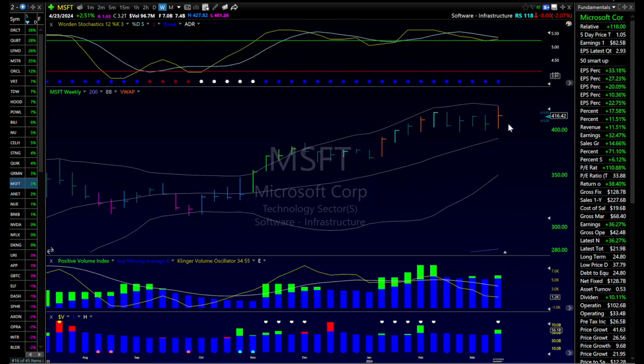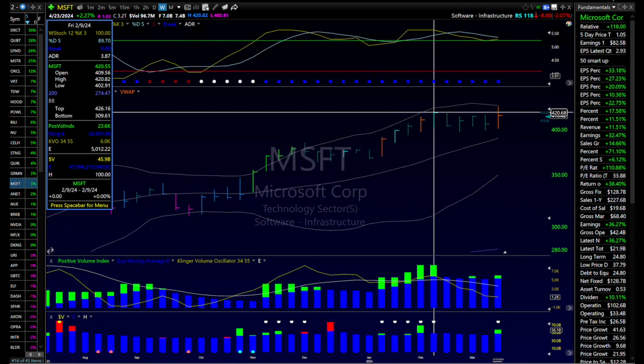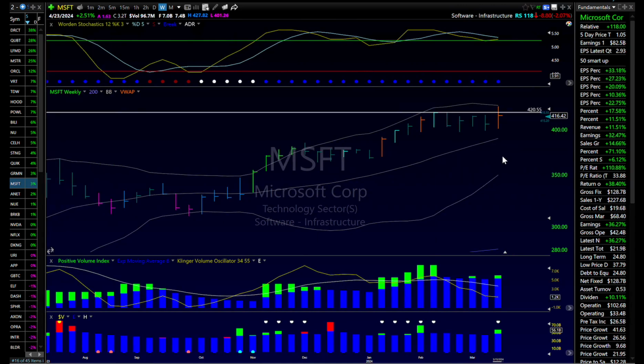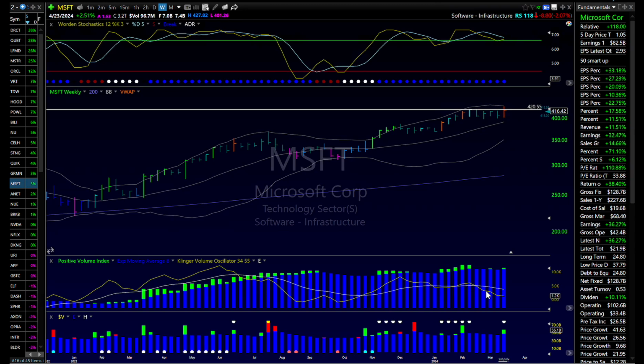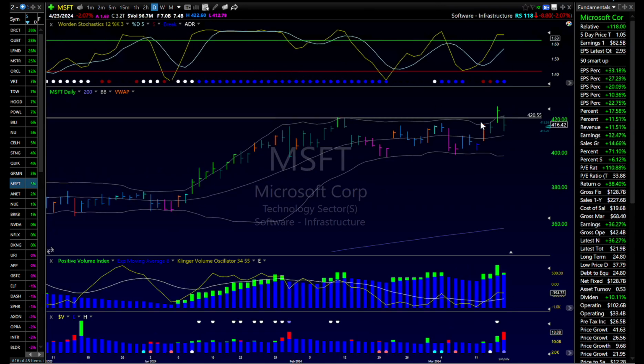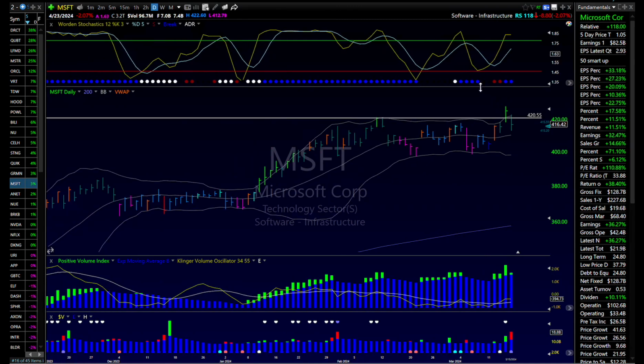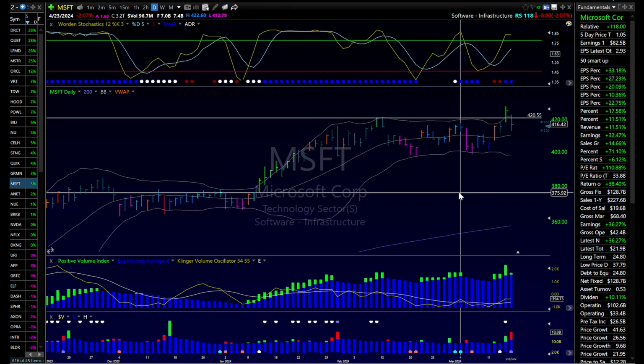Microsoft tried to go higher, but couldn't close at a new high, right? You tried to get above this high here, and it came back. And you can see that the Klinger volume oscillator is pointing down. Look at the daily chart. You had a squeeze, right? It went up, and then it came right back. So sometimes with these, when it gets tight like that, you have that false move first, then it comes back with volume. So it's something to keep an eye on.